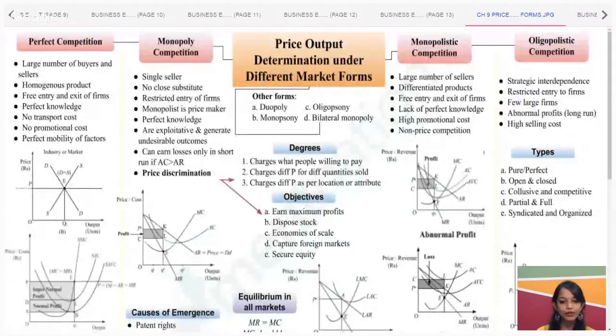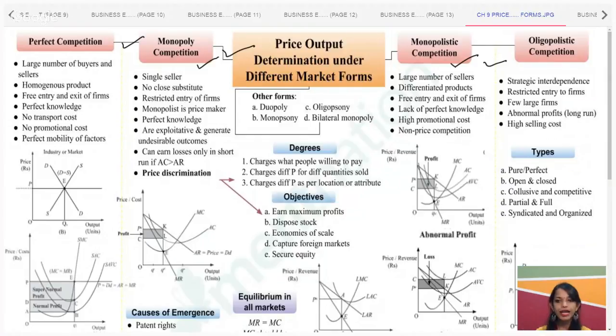Okay, next question, next chapter that we have today, guys. Yes, the price output determination under different market forms. So for this, you can recall the different market forms that you must have prepared while preparing for the CA Foundation paper. Of course, we have 4 types of market: perfect competition, monopoly, monopolistic competition, and oligopolistic competition.